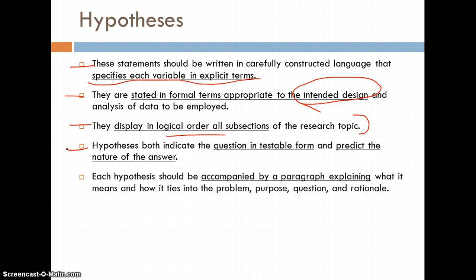So hypotheses both indicate the question in testable form and they predict the nature of the answer. And you should always accompany every hypothesis with a paragraph, especially in your proposal if you're doing hypotheses up front for quantitative research. Accompany them with a paragraph explaining what it means and how that hypothesis ties back to the problem, the purpose, the question, and your rationale or your theoretical framework. Right? You can't just sort of state it and then let it hang there. There has to be something more than that.